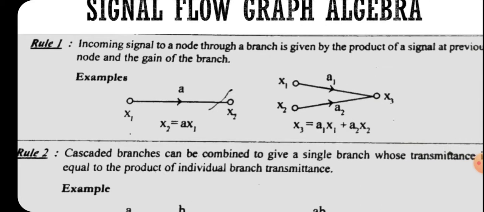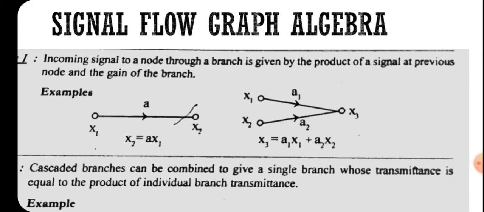So the incoming signal to a node through a branch is given by the product of the signal at the previous node and the gain of the branch. So here x2 is equal to the gain A into incoming signal x1. And similarly, x1, x2, x3 are three nodes and A1 and A2 are the transmittances. Then we can write x3 will be equal to A1 x1 plus A2 x2.